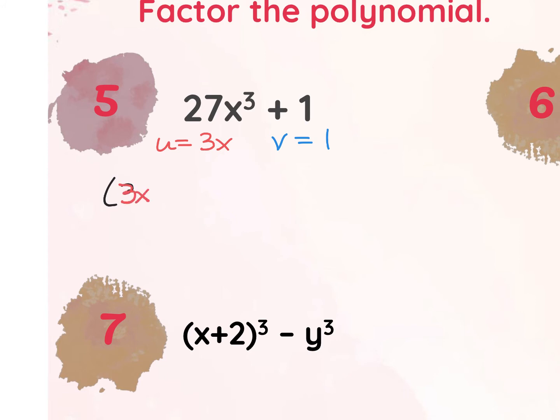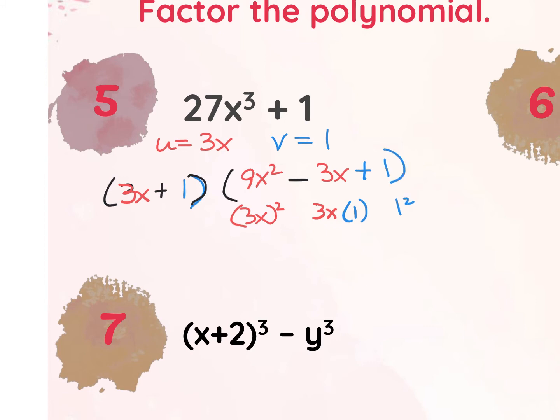3x. Same sign. Cube root of 1 was the 1, and now square, remember this next term is really 3x squared, so this becomes a 9x squared. Next sign is opposite of the original, and remember we're going to take the 3x and times it by the 1, so this next term here is just 3x. And then the last term always positive, and that's the 1 squared. And you're done.